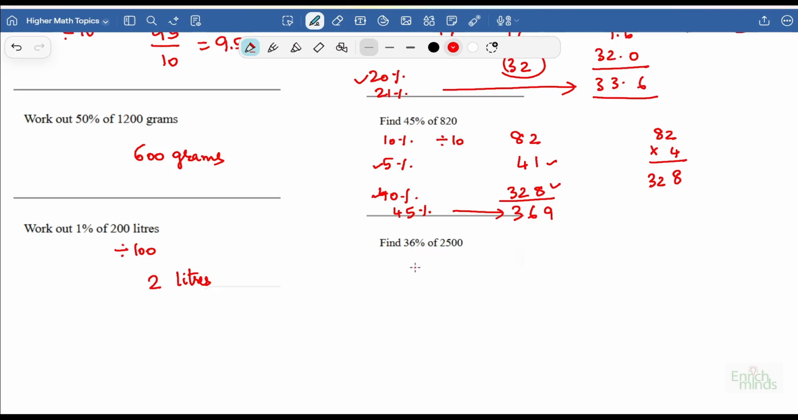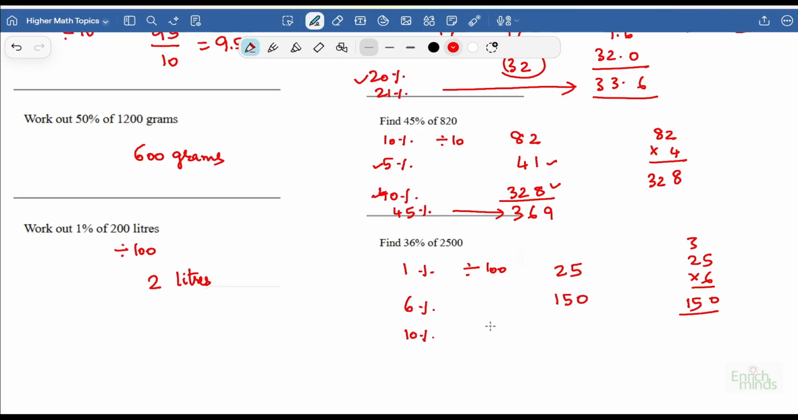So again, I can use a combination here. First, I can find 1% of 2500 by dividing it by 100 to get 25. 25 is 1% of 2500. 6% I can find by multiplying this. So 1% times 6 gives me 6%. So 25 times 6 gives me the 6% of that quantity. 6 5s is 30, 6 2s is 12, plus 3 is 15, 150. 6% is 150.